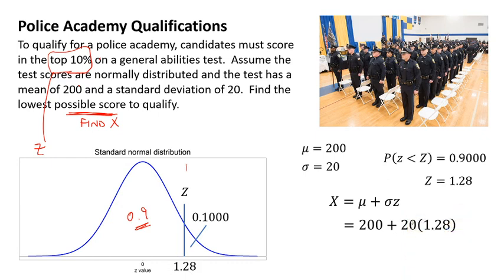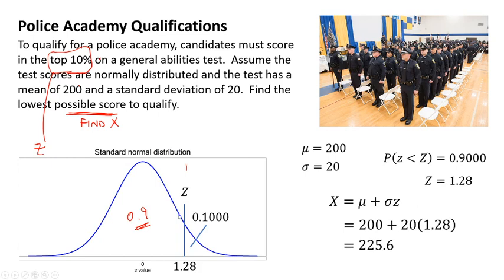200 plus 20 times 1.28. That's going to be 225.6. So that's the lowest possible score to qualify for the entrance into the police academy. And again, for this problem, we were not given the x value. We were given this top 10%. So they have to score in the top 10% on a general abilities test.